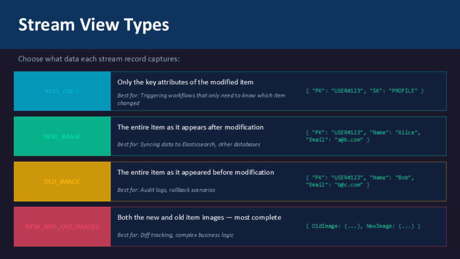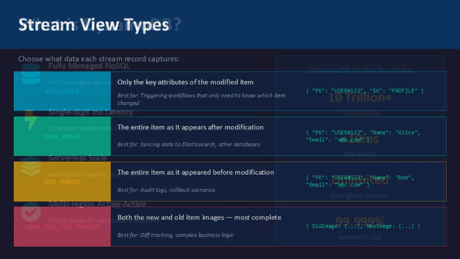This is best for business logic where you need to compare what has changed, like checking if a specific field was updated. You can change the view type at any time on an existing stream, but existing unprocessed records stay in the original format.